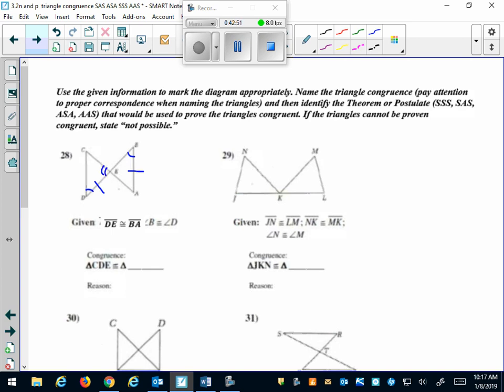Vertical angles. Now, this is a little tricky because if you cover up one triangle at a time, what postulate does that look like? For this one, two angles and a side not between them, right? That's like AAS. But let's look at the other one. What does that look like? ASA. They don't match. So not possible, right? You can't have it be two different things. They have to be the same for both.